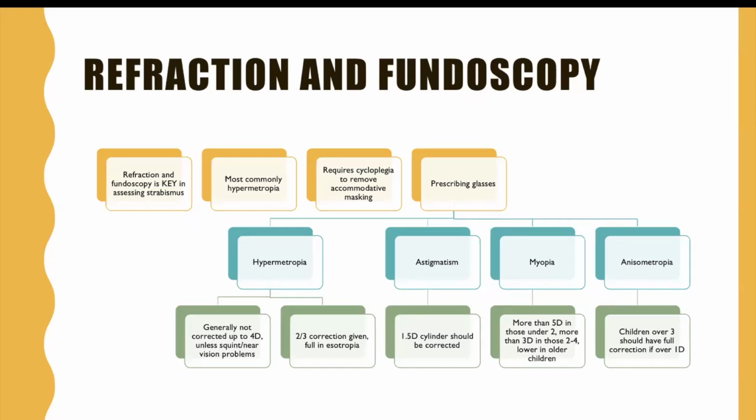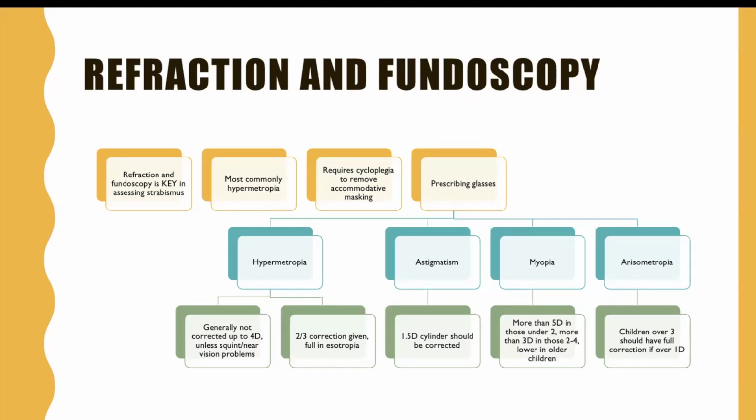And then if you are going to correct it, usually you'll give about 2/3 of the correction that's given. But if they have an esotropia, then you'll correct it fully. Then in patients who have an astigmatism, usually if they've got anything more than about 1.5 diopters of cylinder, then you'll correct it. Myopics don't tend to be corrected unless it's more than about 5 diopters in young children under 2. If they're between 2 and 4, if it's more than about 3 diopters, then you'll correct it. And then the older the child, the more you'll correct even the lower grades of myopia.